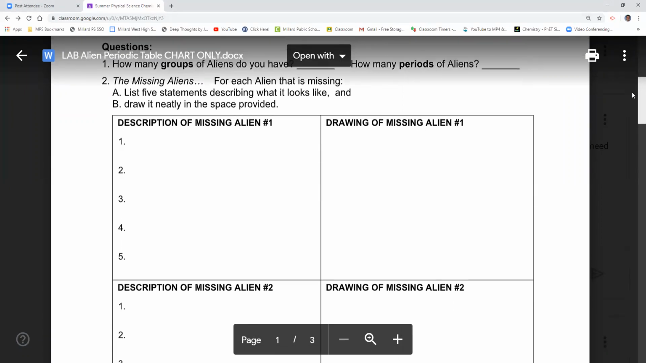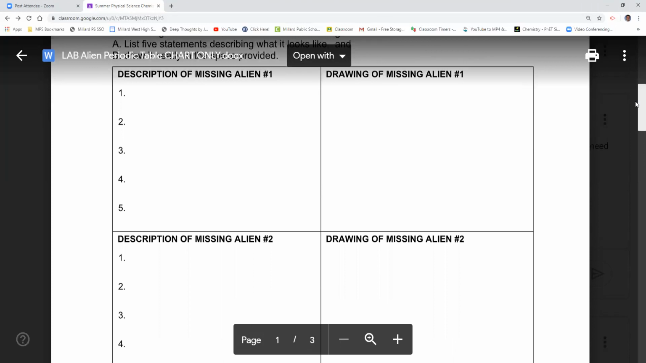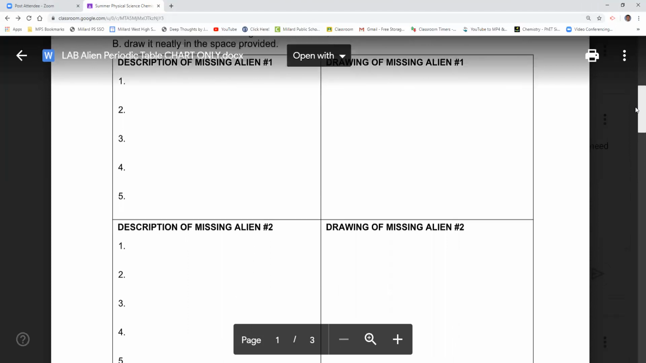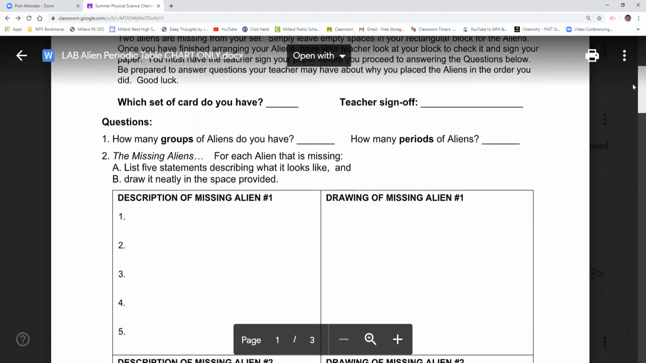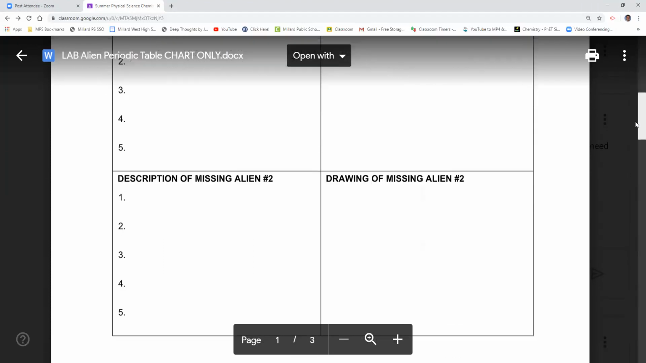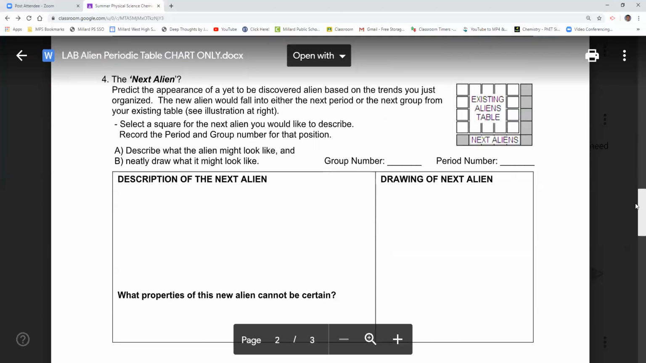Then what you're going to do, and everyone will do this, is draw on your own notebook paper the 2 missing aliens. Just draw them and give a description in case I can't tell what your drawing is. Normally I would have you identify the key similarities and the varying traits for each group in each period. But because all of ours are identical, we can do it together as a group. Then after we get that set, we're going to do that next alien.